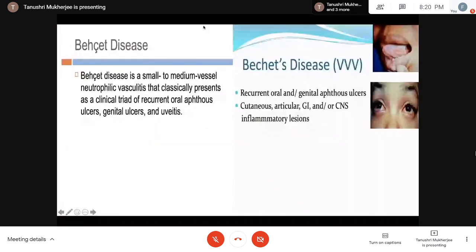And Behçet's disease, a small to medium vessel neutrophilic vasculitis, presents as a clinical triad of recurrent oral aphthous ulcers, genital ulcers, and uveitis. It is a variable vessel vasculitis, Behçet's disease.